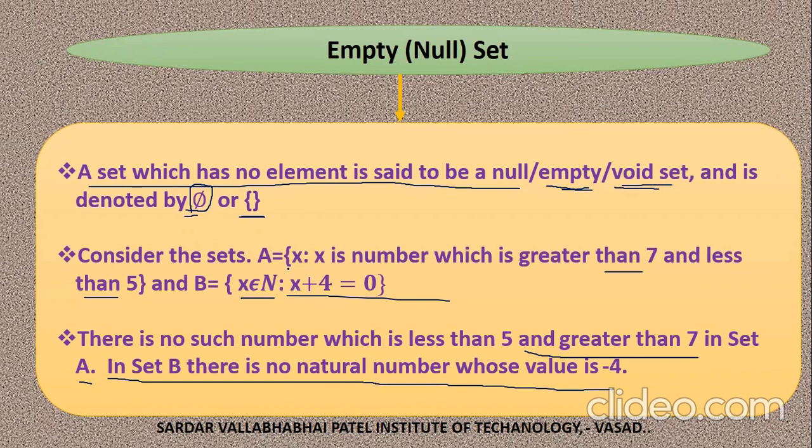Because this equation is satisfied when x is equal to minus 4, since minus 4 plus 4 is 0. But minus 4 does not belong to N. So B is a null set and A is also a null set. Both are null sets.